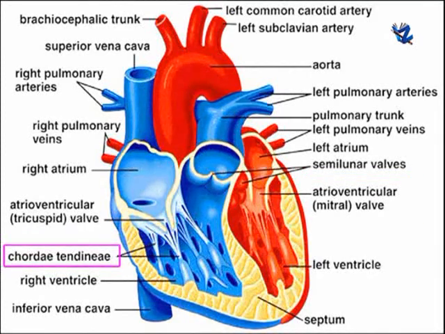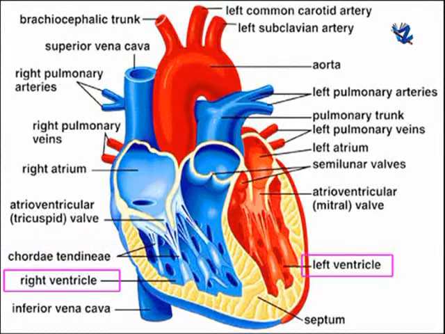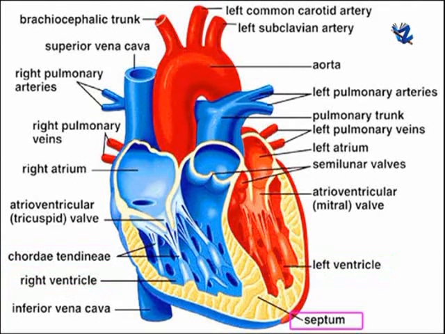These valves are attached to papillary muscles of the ventricles by chordae tendineae. The chordae tendineae prevent the valves from turning back into the atria during the contraction of the ventricles. The ventricles are two thick-walled pumping chambers separated from each other by the interventricular septum. The left ventricle has the thickest wall as it has to pump blood to all parts of the body.